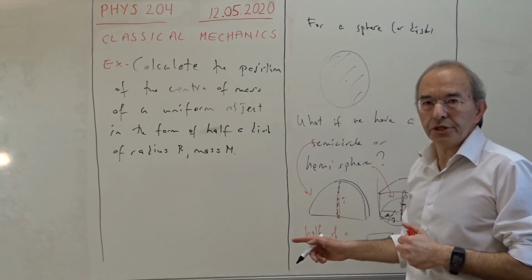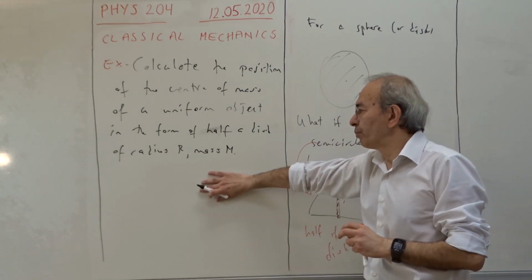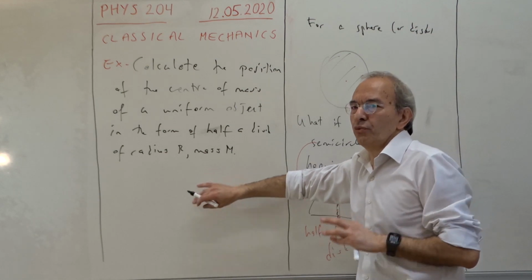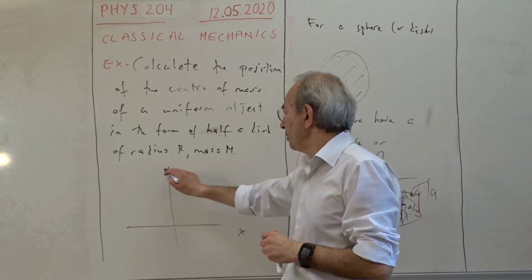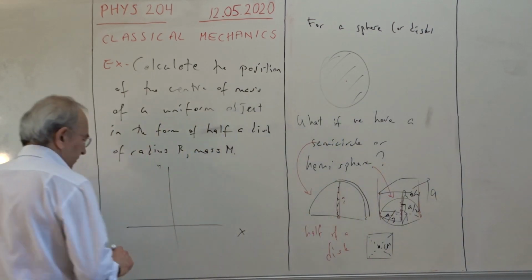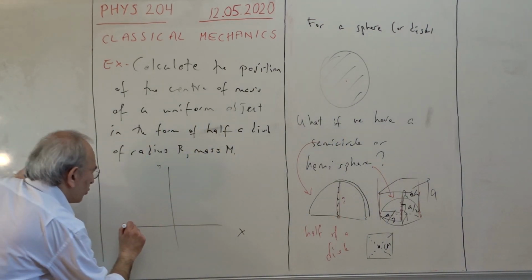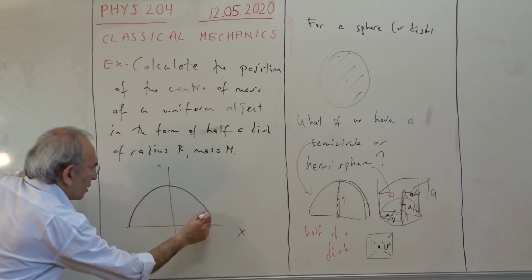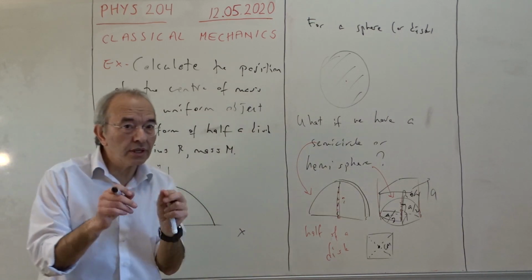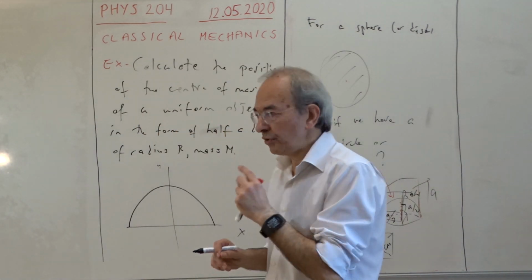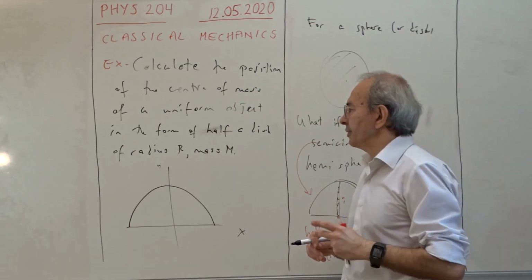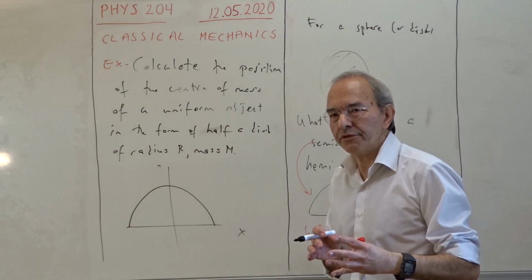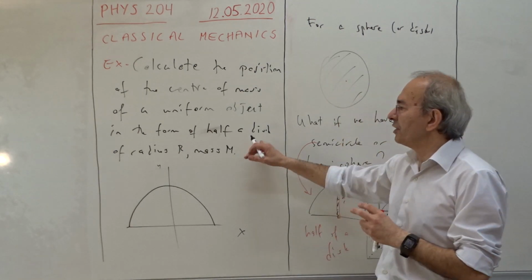So we have this picture and we just put it on the board on a certain xy plane. So this is the xy plane, and we have the semicircular object. It is filled. It is not a half of a ring. So we don't have a ring here. If it were a ring, the calculation would be a bit different maybe. This is half of a disc.